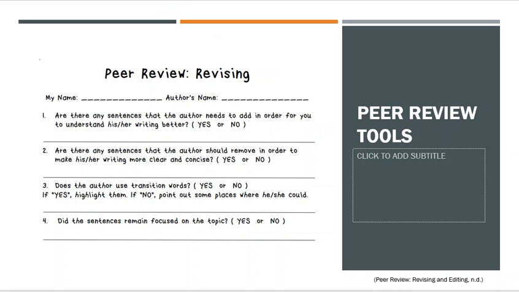Next, we have a sample form to help you with peer editing. They have 4 questions. Number 1, are there any sentences that the author needs to add in order for you to understand his or her writing better? Yes or no? Are there any sentences that the author should remove in order to make his or her writing more clear and concise? Yes or no? Does the author use transition words? Yes or no? And if yes, highlight them. If no, point out some places where he or she could add them. And number 4, did the sentences remain focused on the topic? Yes or no?